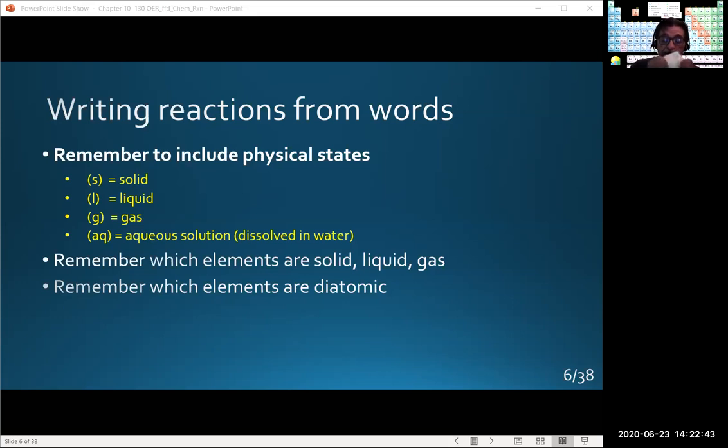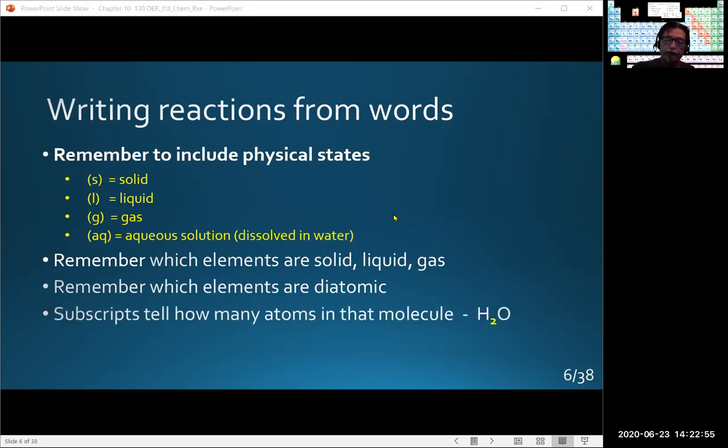Okay, remember which are diatomic. There are only 7 elements that are diatomic. So go back and refresh that. And then remember that the subscripts are what we put together. We don't change the subscripts. If we need to add more molecules, then we change the coefficient, the number in front of the formula. We could change that all we want.